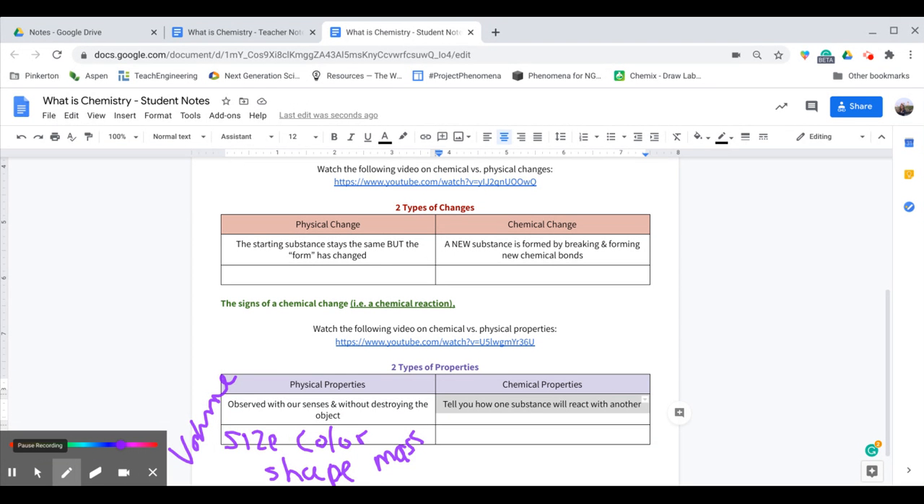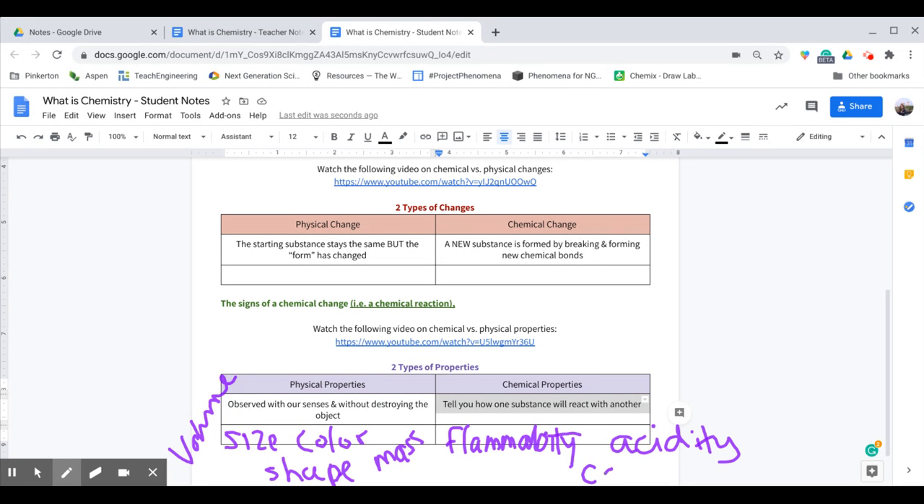Okay? Our chemical properties, those are a little different. So our chemical properties, they let you know how one substance reacts with another. So this is stuff like flammability. If I put this bottle near a flame, is it going to explode? Acidity. If it's caustic, if it's corrosive with organic materials like acids and bases are.